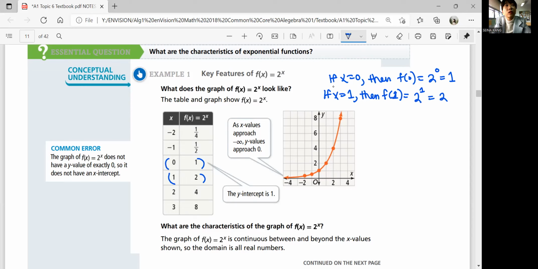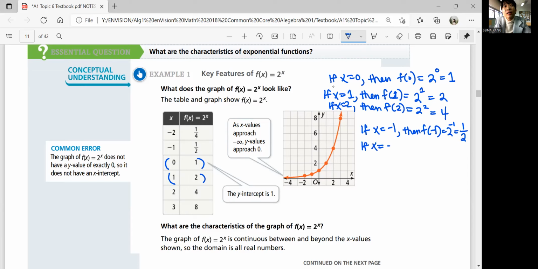Same thing for 2. If x is 2, then f of 2 is equal to 2 to the power of 2, which is 2 squared, which is 4. What about the negatives? If x is negative 1, then f of negative 1 is equal to 2 to the negative 1 power. And what did we learn? What is the property of exponents for negative powers? You get a fraction. Instead of multiplying the base by itself once, you're going to divide 1 by the base once. So that's 1 over 2 to the first power.